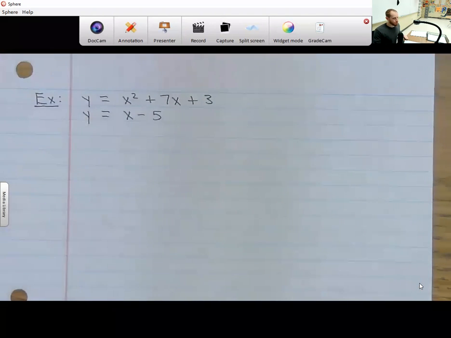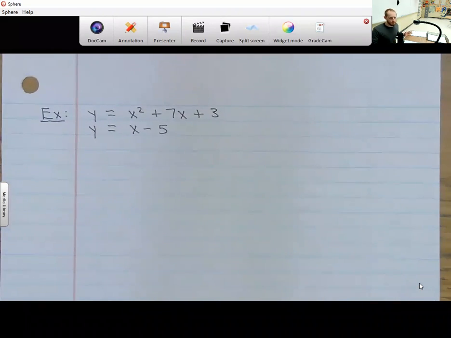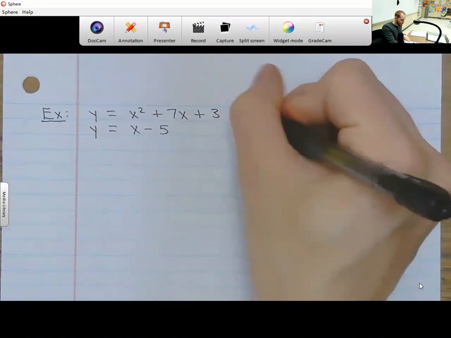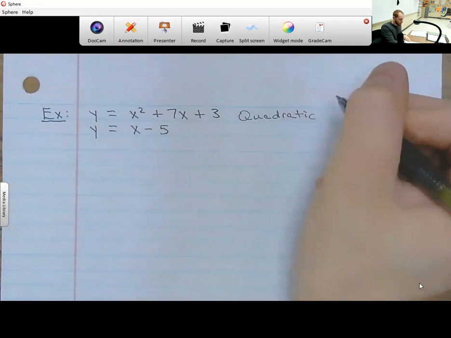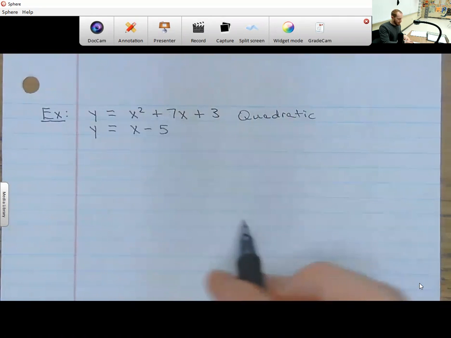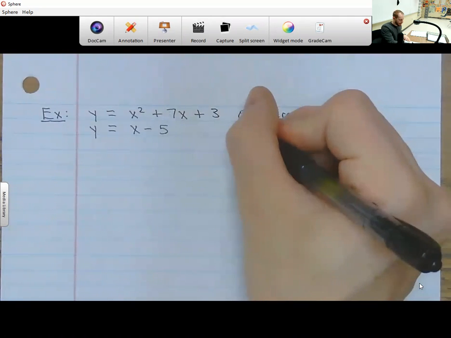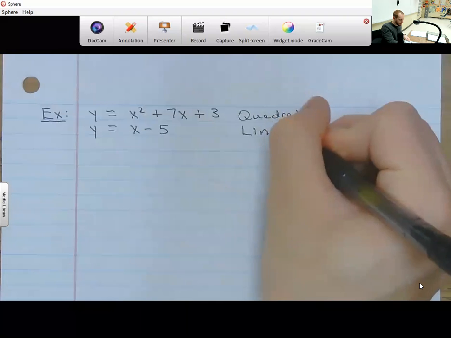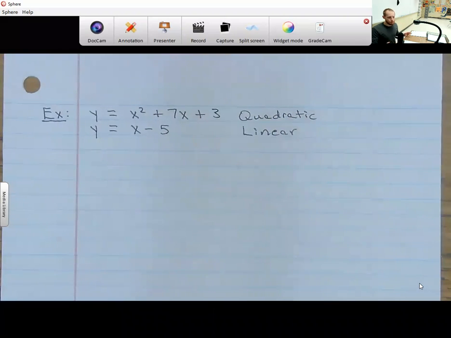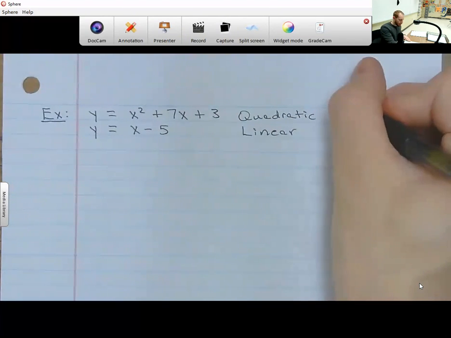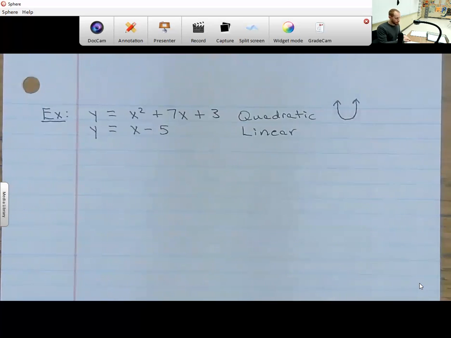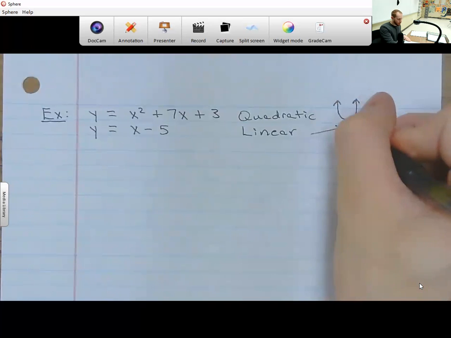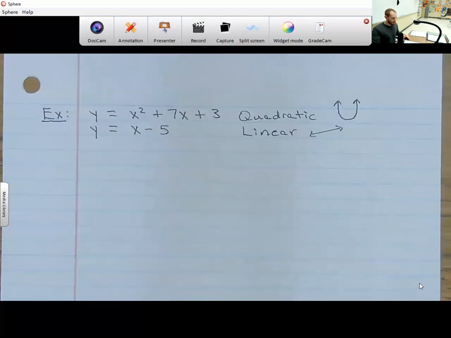All right, so just like I was saying before, you're going to have a quadratic equation on top, you're going to have a linear equation on the bottom. So let me label that. This is the quadratic because the highest exponent is 2, right? And this one is linear because the highest exponent is 1. So when I graph the quadratic equation, I'm going to get that parabola shape, which is that U shape. And when I graph the linear equation, I'm going to get the line that I want.